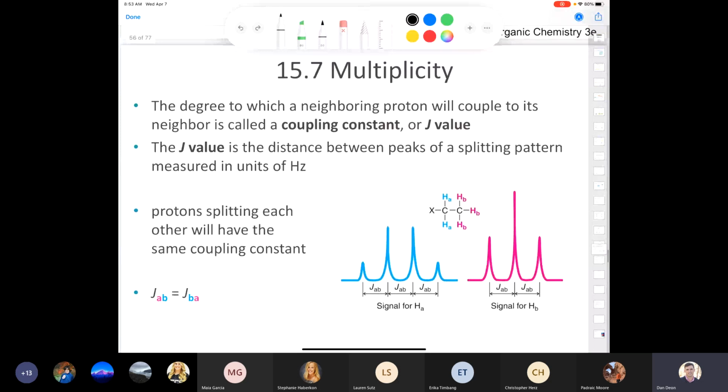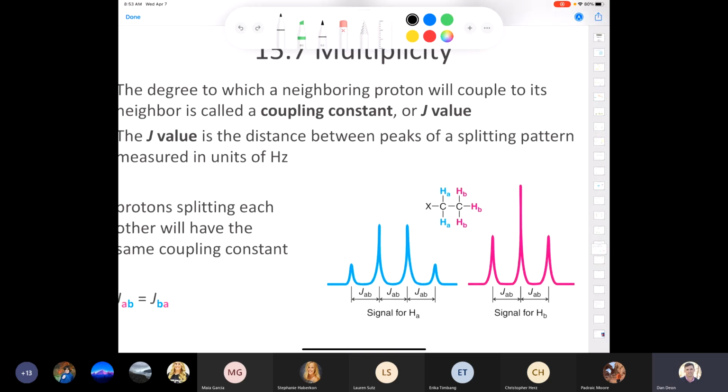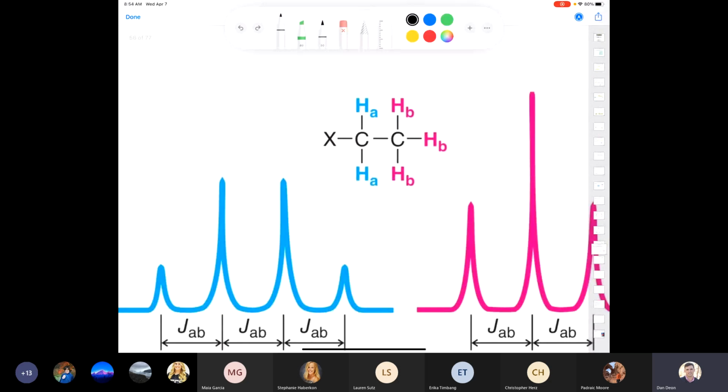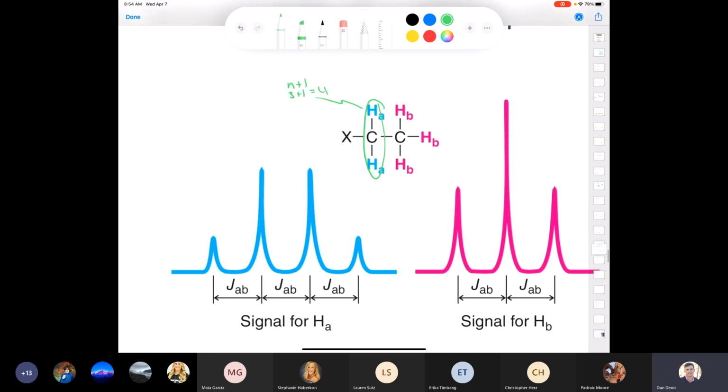What else can we say about splitting? Well, let's say we had a molecule like this one here. We have HA, both of them are chemically equivalent. We have HBs, all three of those are chemically equivalent. What kind of signal are we going to see for the HAs? Well, for the two HAs, we have N + 1. How many next door neighbors are there? There are three HBs. So we have 3 + 1, which gives us 4. So HA is going to produce a quartet.